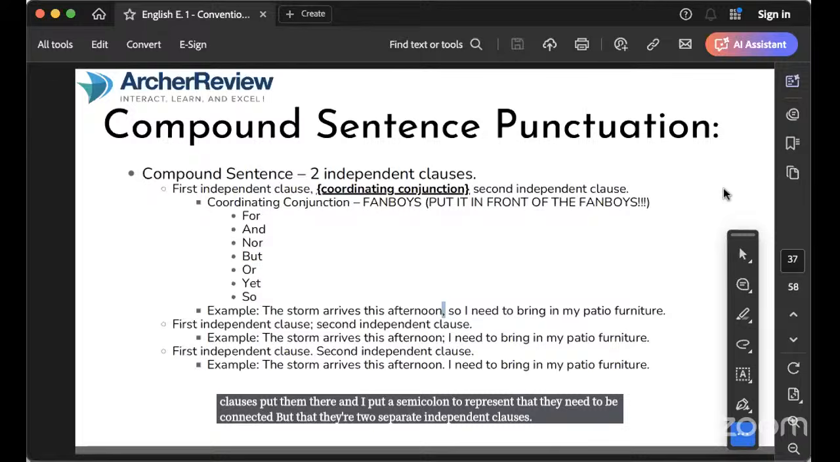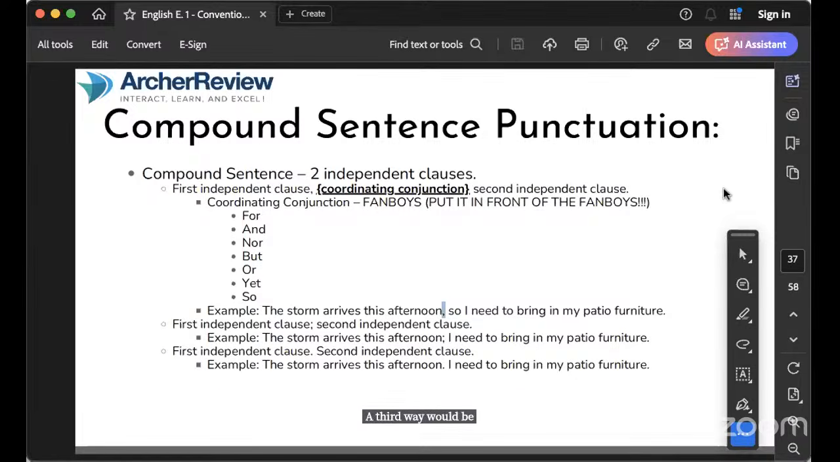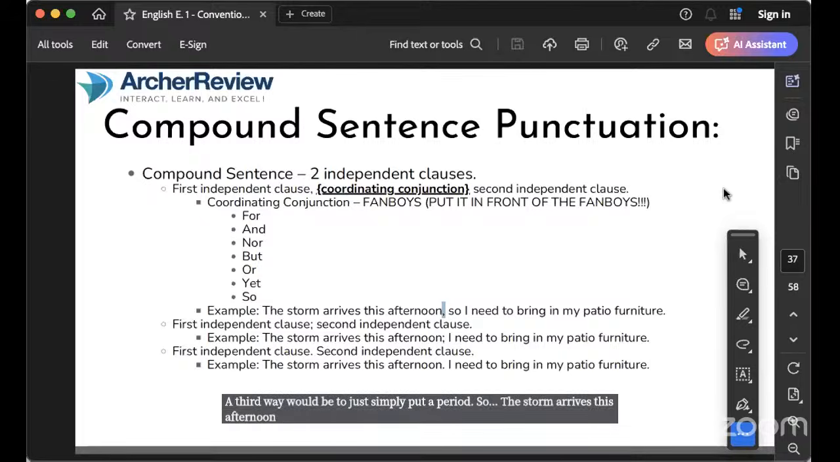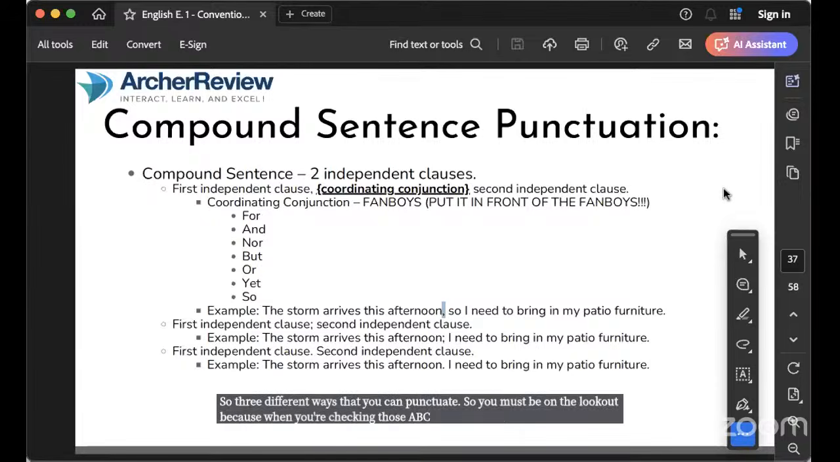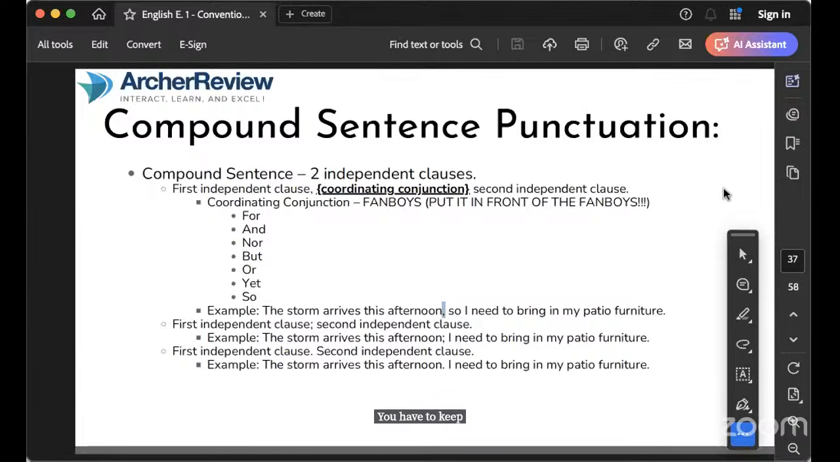A third way would be to just simply put a period. So, the storm arrives this afternoon, period. I need to bring in my patio furniture, period again. So 3 different ways that you could punctuate. So you must be on the lookout because when you're checking those A, B, C, D options, you have to keep this in the back of your mind. These are all the different ways that they could be punctuated correctly.